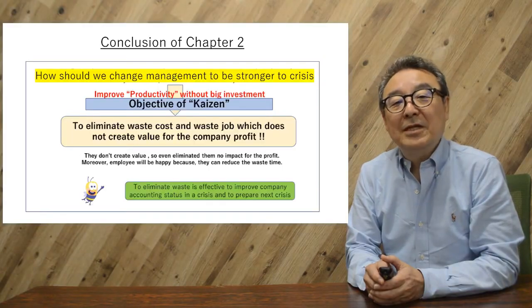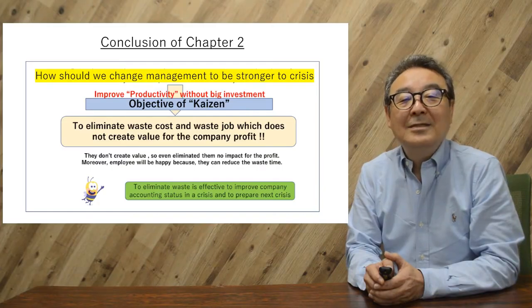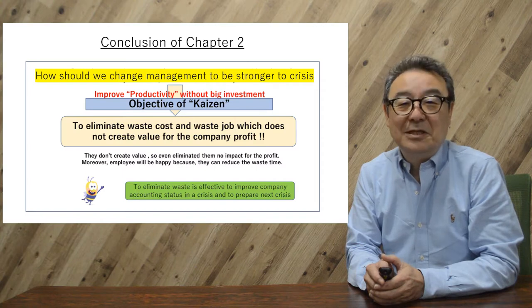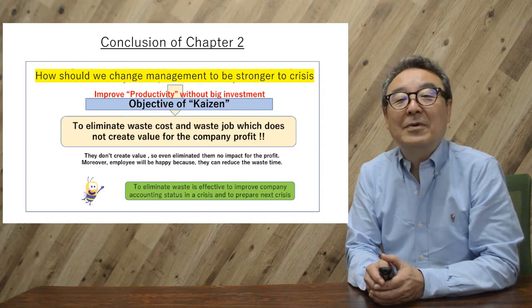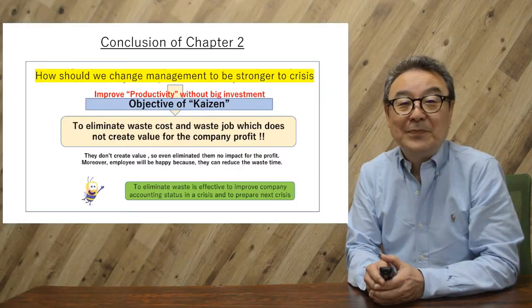At the end of Chapter 2, I mentioned as a conclusion that Kaizen, especially waste elimination, is an effective weapon for making your company stronger against crises. Today I want to talk about what Kaizen is and what waste elimination is.